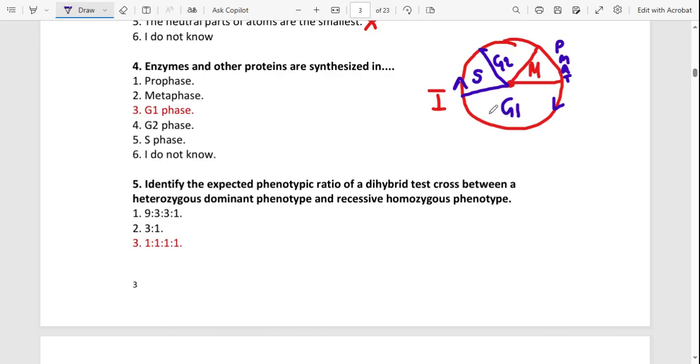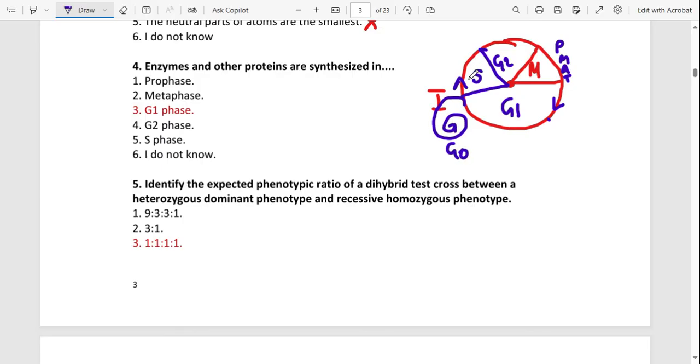In G1, what we're trying to do is make proteins and enzymes, because you are preparing for division. When you divide a cell, let's say you started with one cell and you have two at the end, the same amount of information that was in one cell should be in the other. After G1, a cell can go into what we call G0. G0 is the resting phase.